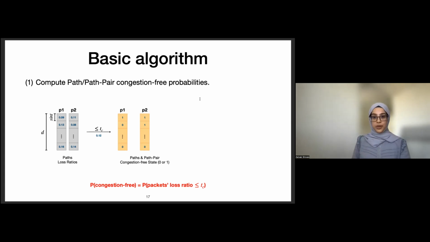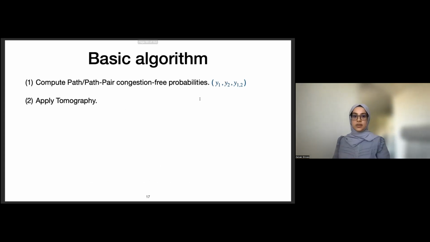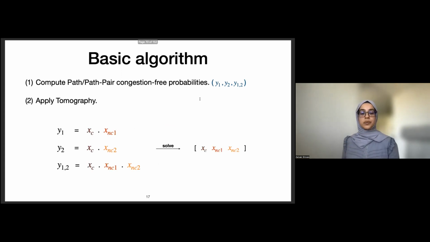And now the path pair, remember, it means that it's good at the same time. So it's nothing but the AND operation between the paths' congestion states. And by taking the average, we get the probabilities that we need, which will be an input to the tomography system we just presented. So once we have these probabilities, we apply tomography, the same thing we explained.